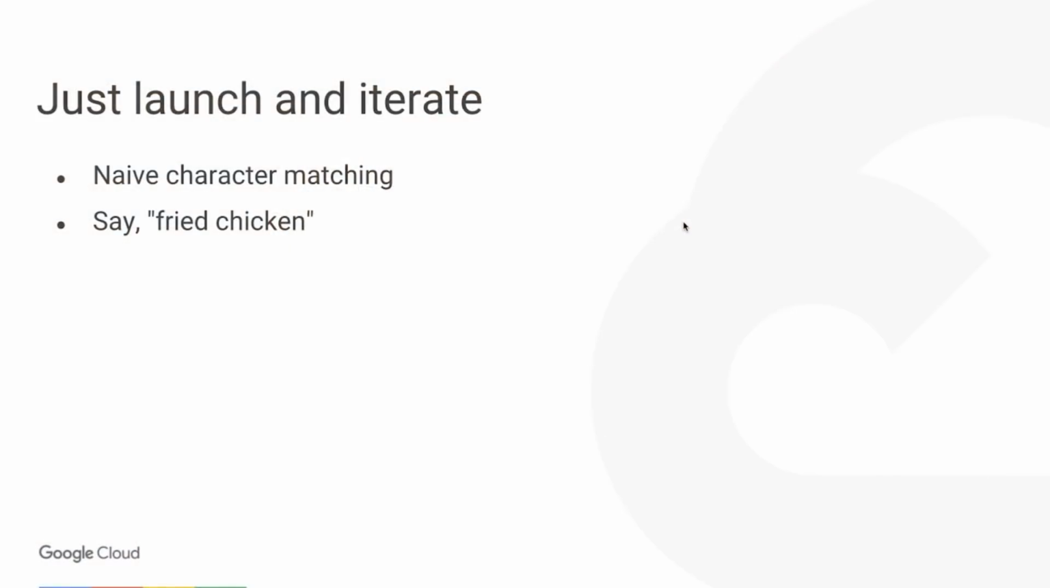Okay. And so with that, you say, all right, I'm just going to launch and iterate. I'm going to do naive text matching and just say the user said fried chicken. I'm going to look it up in my menu and see which ones match with the words fried chicken. So you launch it, the user says fried chicken, and they get chicken fried rice. Not exactly what they were hoping for when they said fried chicken. So how can we fix this?